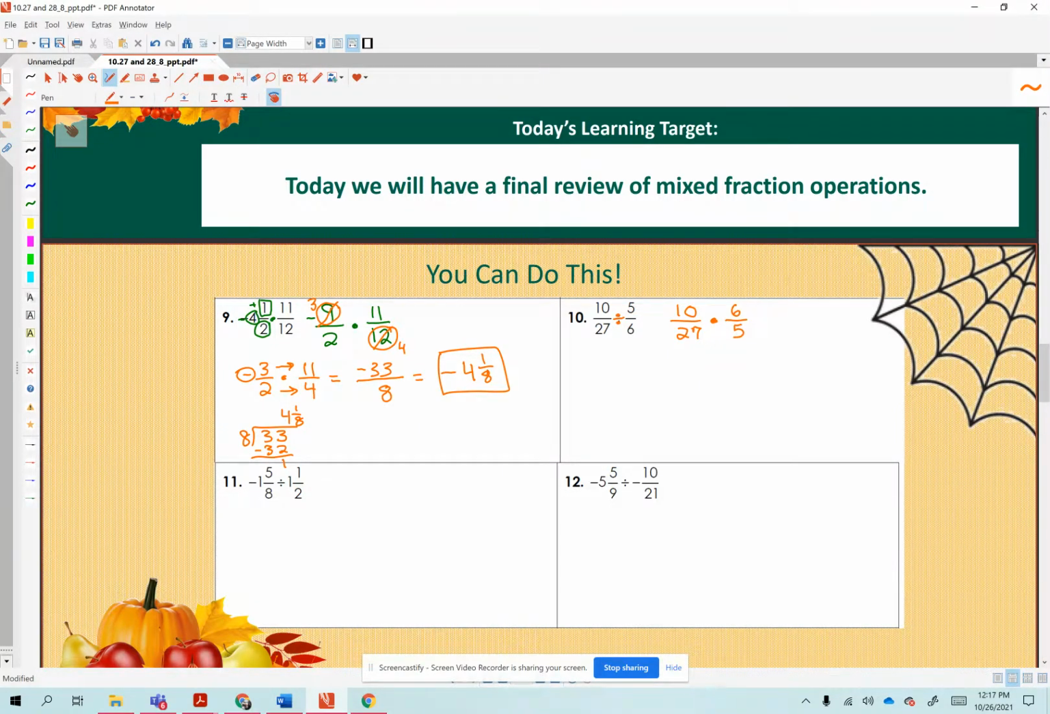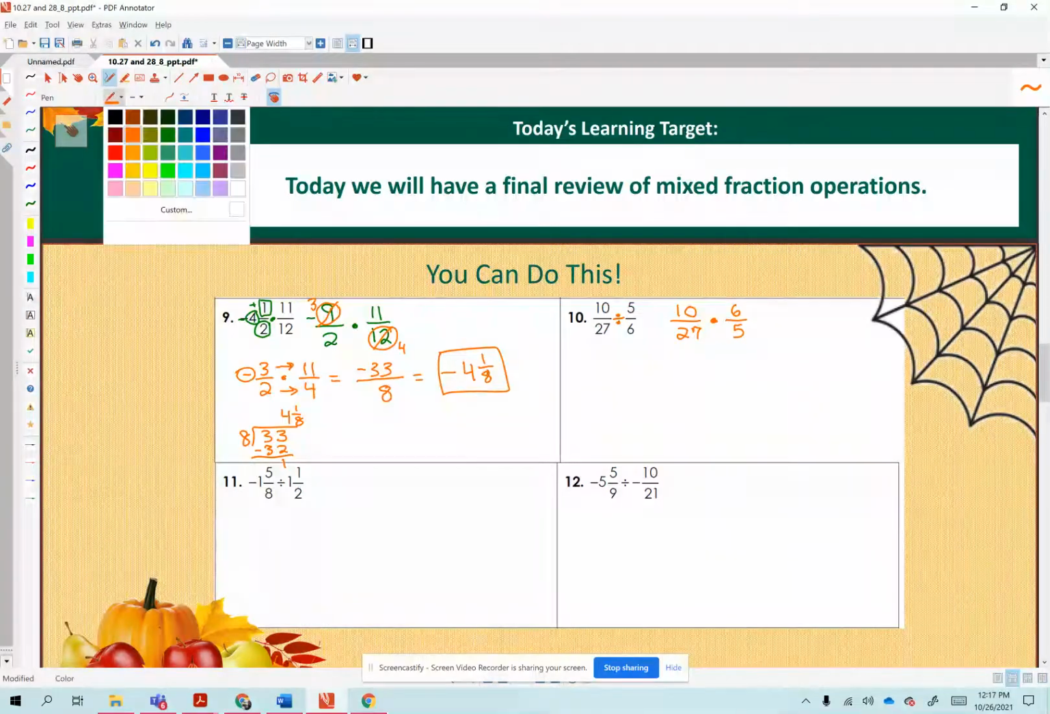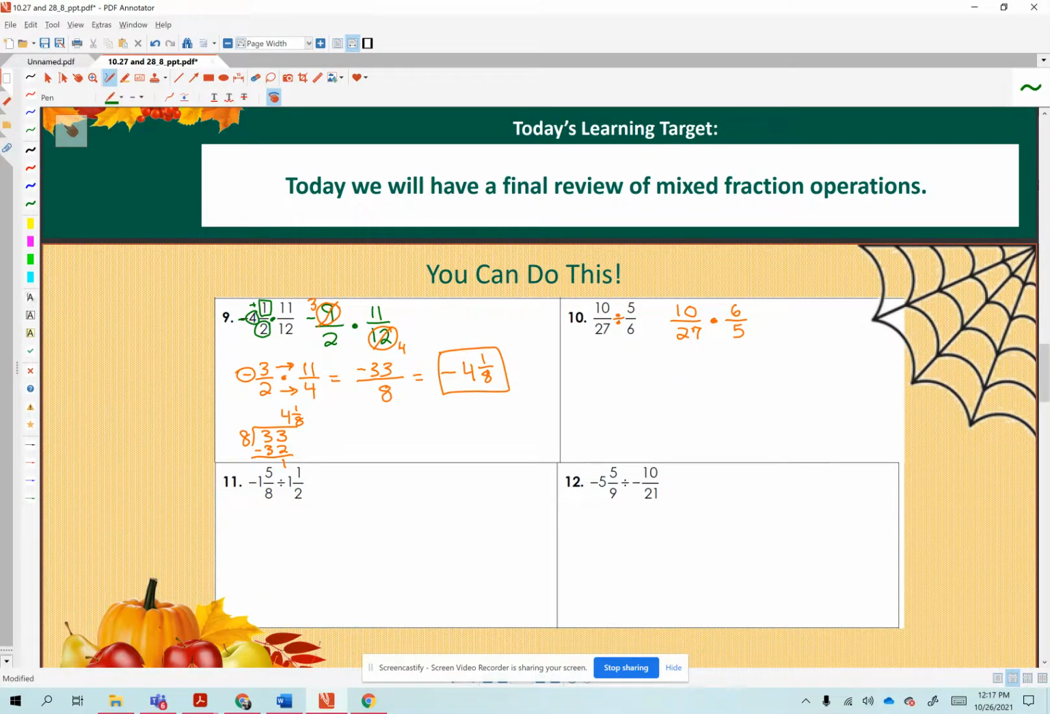Now, I do have plenty of opportunities to simplify this before I go on, which makes my work easier at the end. I have this 10 and 5 are both divisible by 5. 5 divided by 5 is 1. 10 divided by 5 is 2. I also have an opportunity to simplify with the 27 and the 6, which are both divisible by 3. So 27 divided by 3 is 9, and 6 divided by 3 is 2.